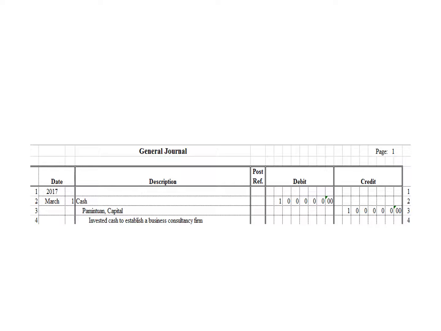Next, we write a very brief description about the transaction. Invested cash to establish a business consultancy firm. If you would notice, just like the credit entry, I had indented the description in order to distinguish it from the debit entry and then the credit entry. Under the posting reference, we are not going to write any data. For the meantime, we're going to supply the data when we perform the next step, which is posting. So when we journalize, we're going to leave it blank until we perform the next step, which is posting.